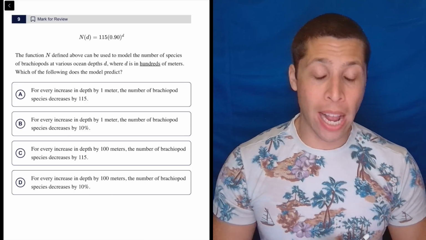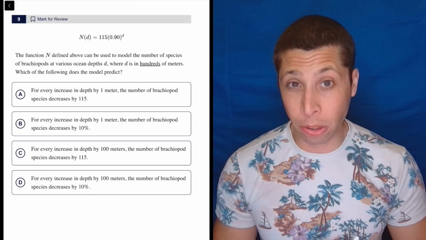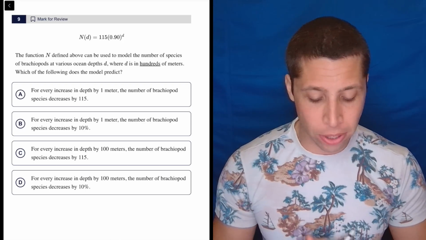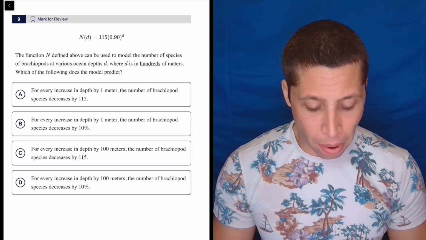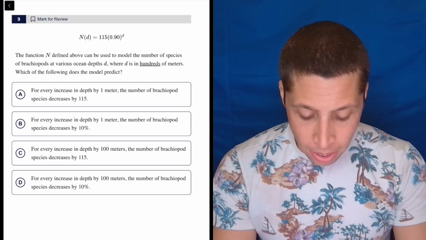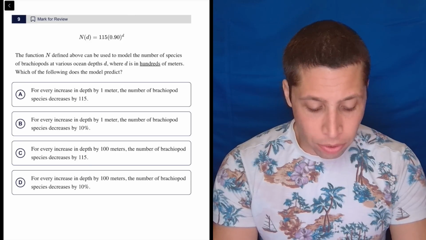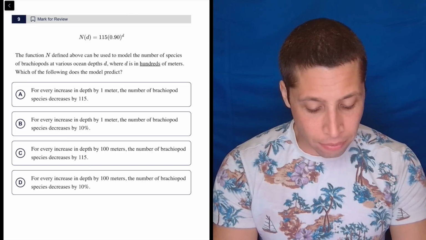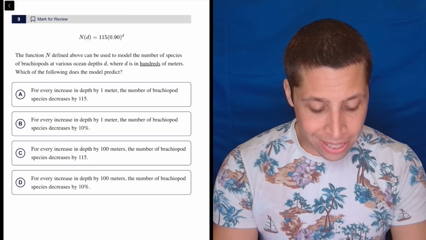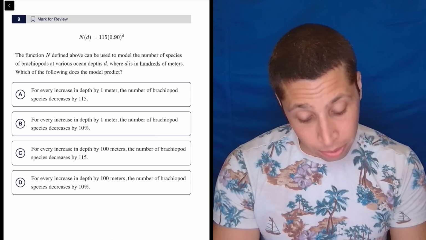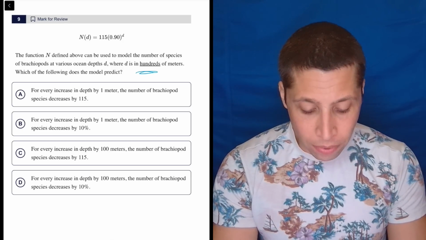Okay, so here they are asking us to interpret an exponential equation. Those are slightly more complicated, but there are nice patterns there as well. But let's start by reading the story, seeing what they want. The function n defined above can be used to model the number of species of brachiopods at various ocean depths d, where d is in hundreds of meters. So it's underlined for a reason, guys. Which of the following does the model predict?